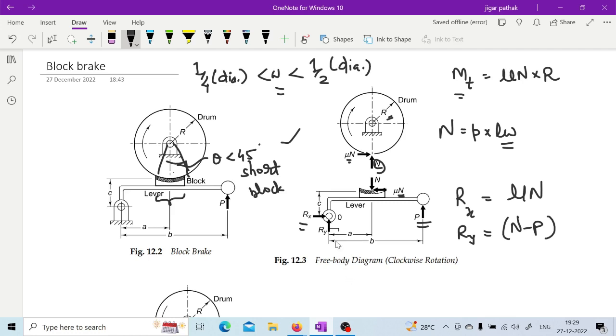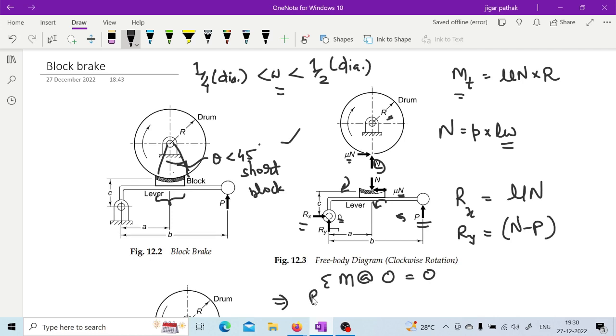Now if you take the sum of moments about point O, this fulcrum or pivot O, equal to zero, then the moment generated by the force P and this frictional force is in the anticlockwise direction, right? Both this also and this also. While the moment generated by this particular force N is in the clockwise direction. Is it clear?